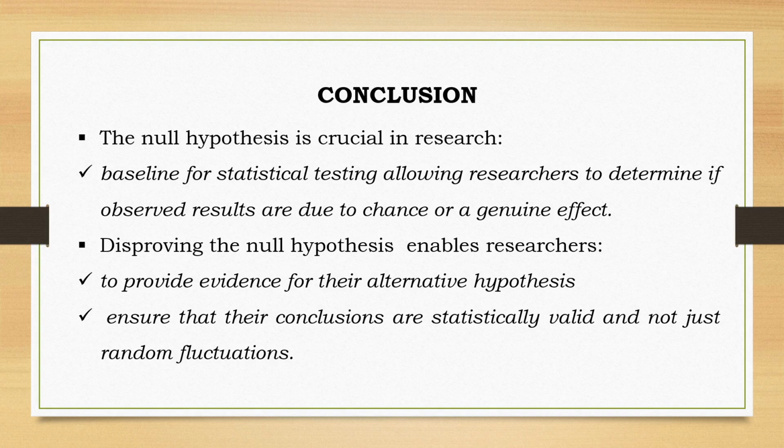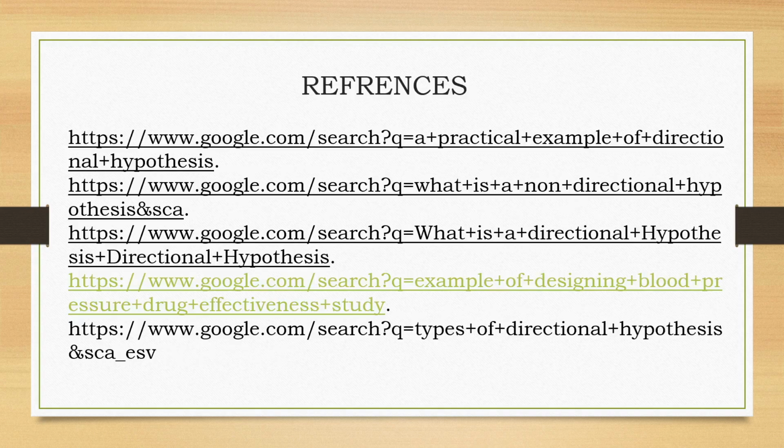Conclusion. The null hypothesis is very important in research because it is the baseline for statistical testing, which allows researchers to determine if observed results are due to chance or a genuine effect. Disproving the null hypothesis enables researchers to provide evidence for their alternative hypothesis, to ensure that their conclusions are statistically valid and not just random fluctuations.